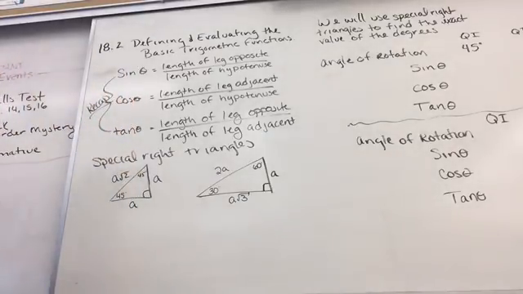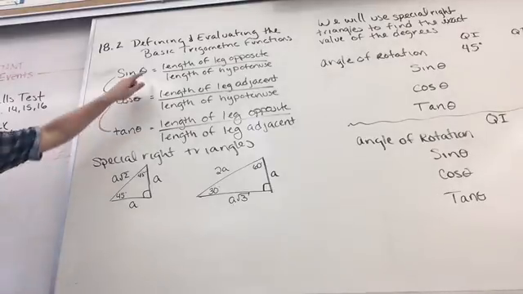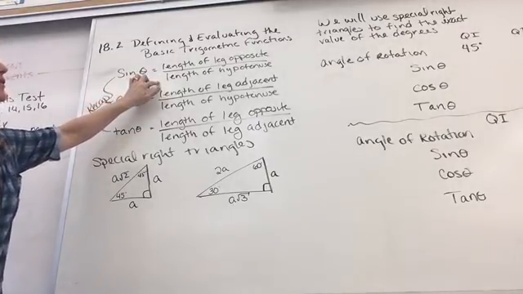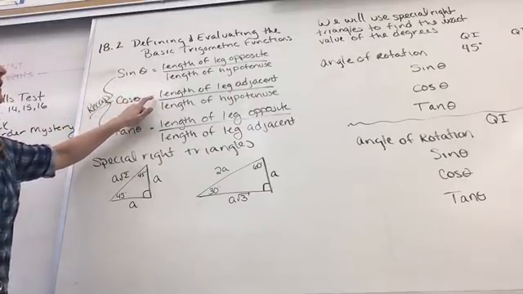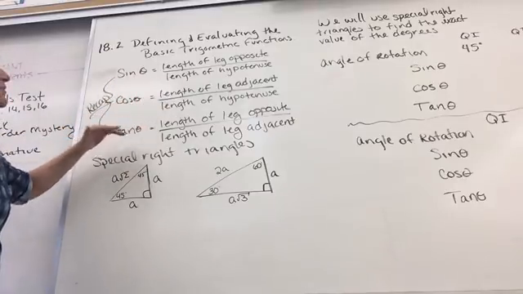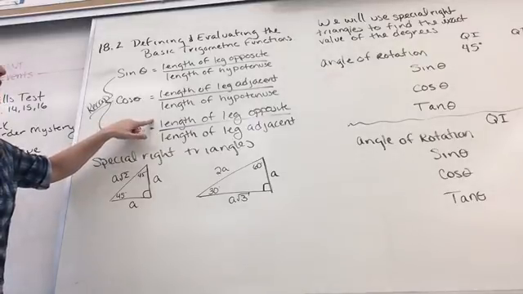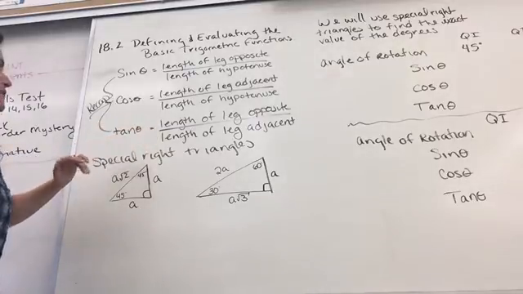Okay, 18.2, defining and evaluating the basic trigonometric functions. Sine of theta is the length of the leg opposite over the length of the hypotenuse. We've already talked about this. Cosine, length of the leg adjacent over the length of the hypotenuse. Tangent of theta is the length of the leg opposite over the length of the leg adjacent.